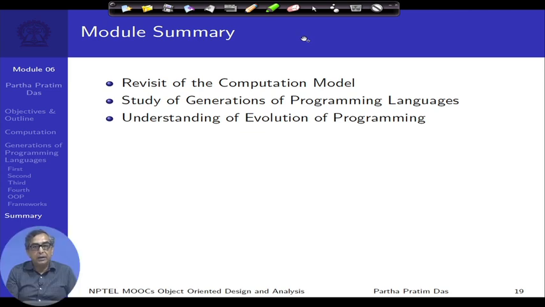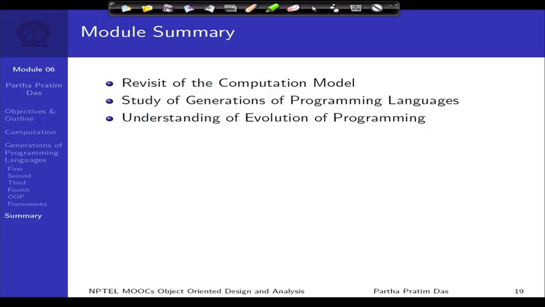So, to summarize, in this module we have revisited the basic computation model. We continue to use different variants of the von Neumann model, though we use it with a certain client server flavor in the whole thing. And we have taken a quick look at the different generations of programming languages, the current generation being framework based programming, and we have tried to understand the evolution of programming. So that now once we understand how to do the analysis and design of a system using object oriented methods, we can choose our right programming language, our right framework in which we can go ahead and implement them.